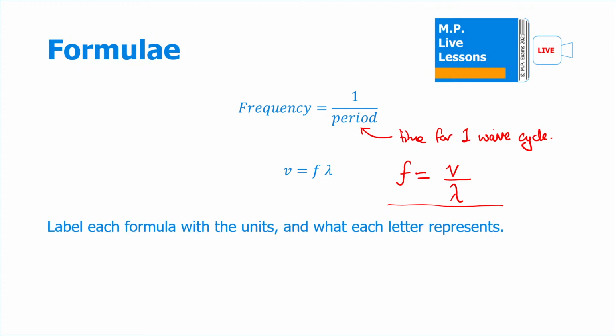Now we're going to label each formula with a unit. Frequency is measured in hertz. The time period is measured in seconds. Now, v is your speed, or your wave speed. That's in meters per second. Your frequency is in hertz. And this here is the wavelength.